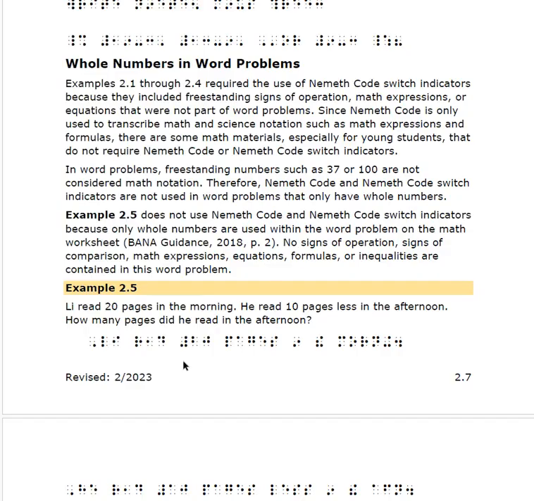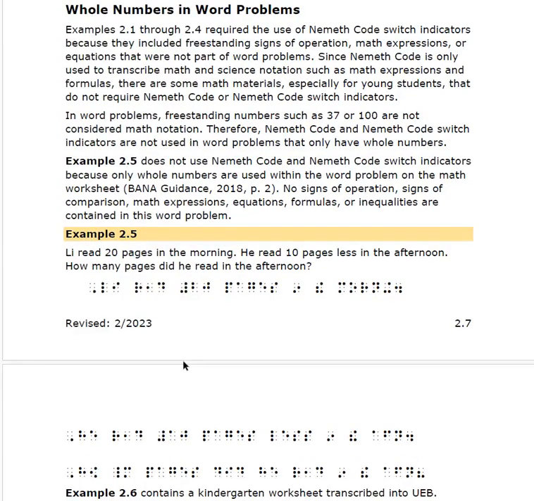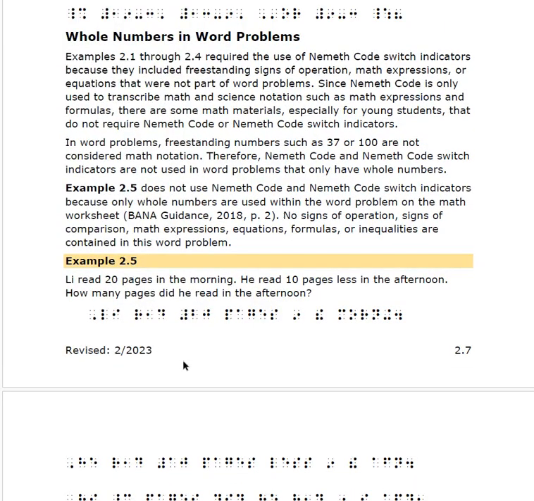Keep the math expressions and switch indicators on a single line if they'll fit. Okay? Whole numbers in word problems. So, since Nemeth code is only used to transcribe math and science notation such as math expressions and formulas, there are some math materials, especially for young students, that do not require Nemeth. In word problems, freestanding numbers are not considered math notation. Therefore, Nemeth code and Nemeth code switch indicators are not used in word problems that only have whole numbers.